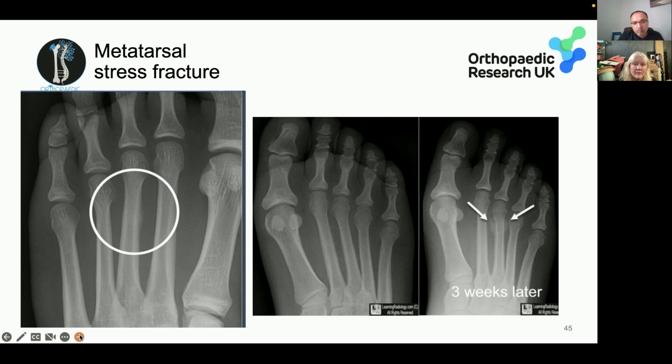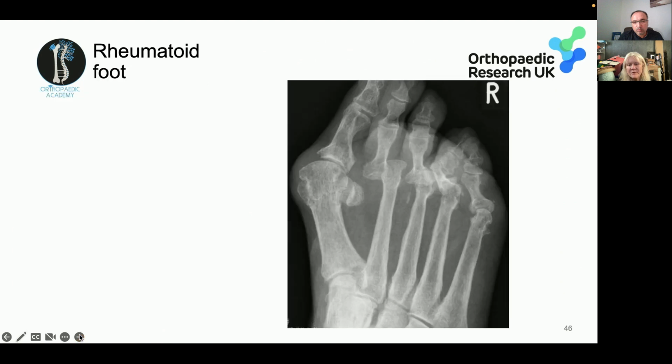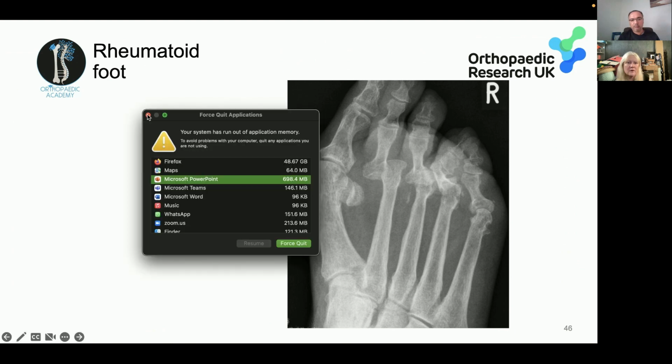Rheumatoid foot, we're coming to the end now. Rheumatoid foot, so rheumatoid disease destroys the joints, synovitis, destroys the tendons and the ligaments, and you get progressive subluxation and dislocation. And that's what's happened here. Your MTP joints are all dislocating through there. And that's what happens in the hands as well in rheumatoid.